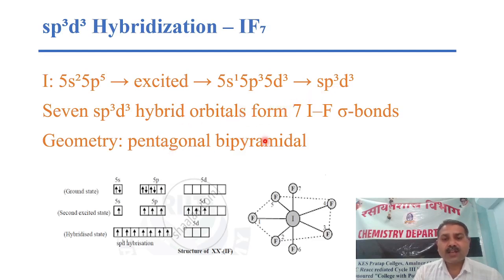So the geometry of these 7 hybrid orbitals will be pentagonal bipyramidal, in which 5 hybrid orbitals are directed toward the 5 corners of the pentagon, and the 2 axial orbitals are perpendicular to this pentagonal geometry. So pentagonal bipyramidal is the geometry of this IF7 molecule. It is the ideal and standard geometry of this molecule with bond angles of 72 and 90 degrees.